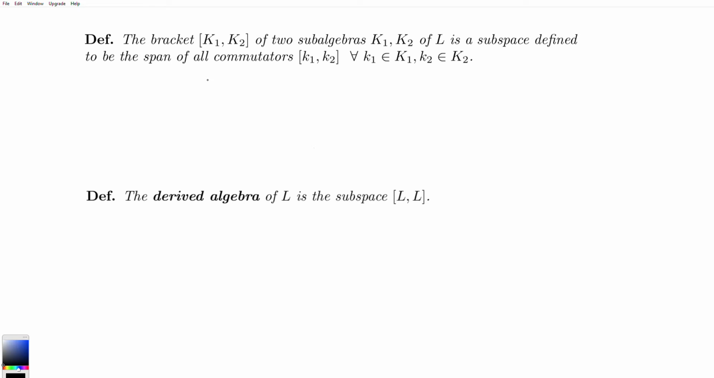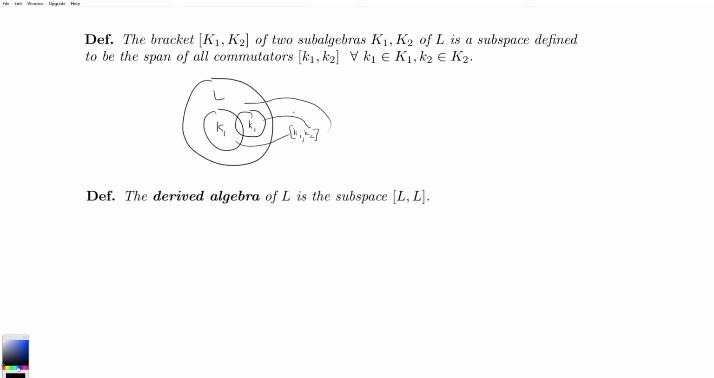And so it's really straightforward. We're just going to have some Lie algebra L, and then we're going to have our two subalgebras K1, K2, and all we're saying is take some k1 in here, some k2 in there, and then look at their bracket. That's going to be some other element in our Lie algebra, and then just look at their span, and that's going to give you some other subspace.